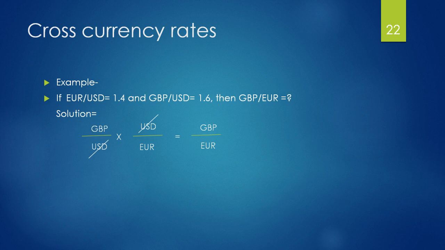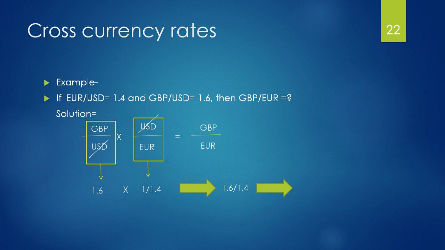Now our task is to find GBP per US dollar and US dollar per euro, which we can easily obtain from the given data. As given in the data, GBP per US dollar is 1.6 and US dollar per euro can be calculated as 1 upon euro per US dollar, which is nothing but US dollar upon euro. Thus, US dollar upon euro is 1 upon 1.4. So now just multiply both these values to get the required currency quote of GBP per euro, which is 1.14.